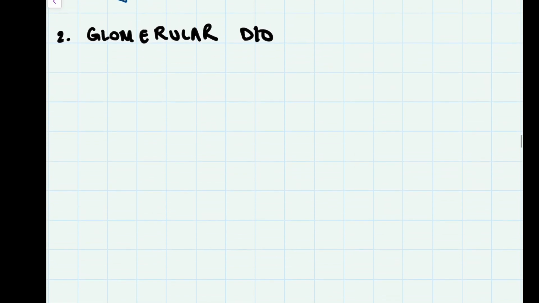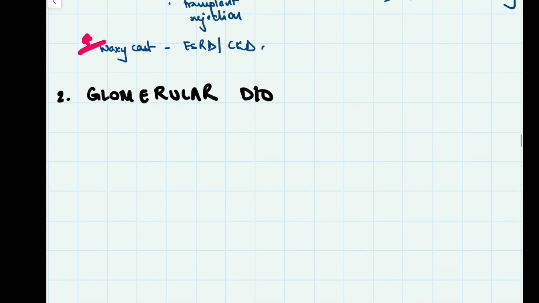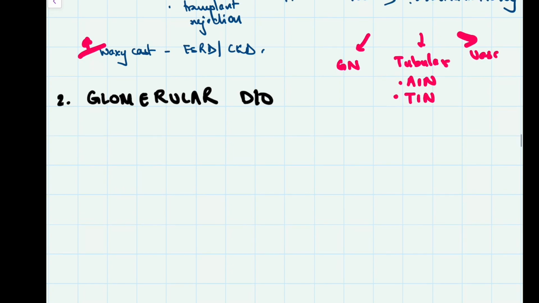Moving ahead, in kidney, we usually encounter disorders of three types, right? First, it can affect the glomerulus, that is the glomerular disorder. Second, there can be tubular disorders like acute interstitial nephritis or tubulointerstitial nephritis. Or it can be a vascular cause like renal artery stenosis. So we'll be starting with the glomerular disorders.